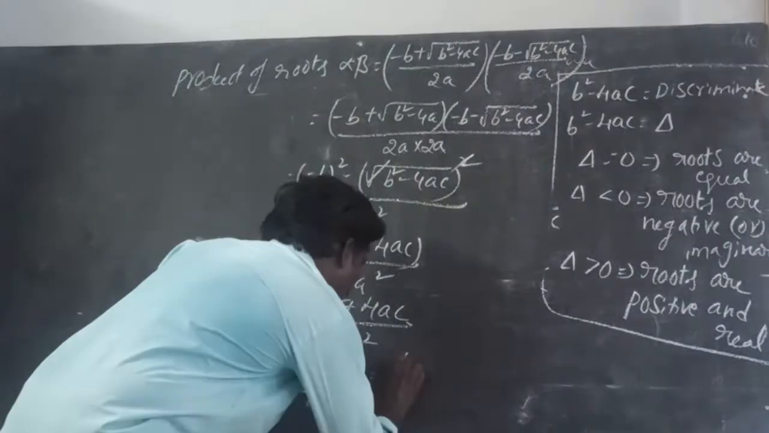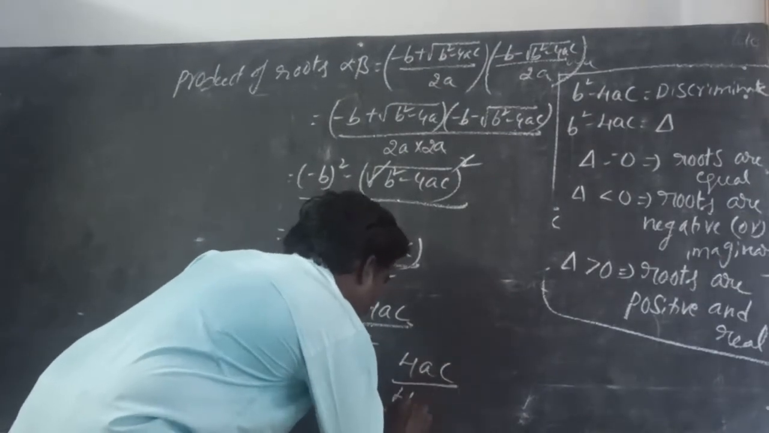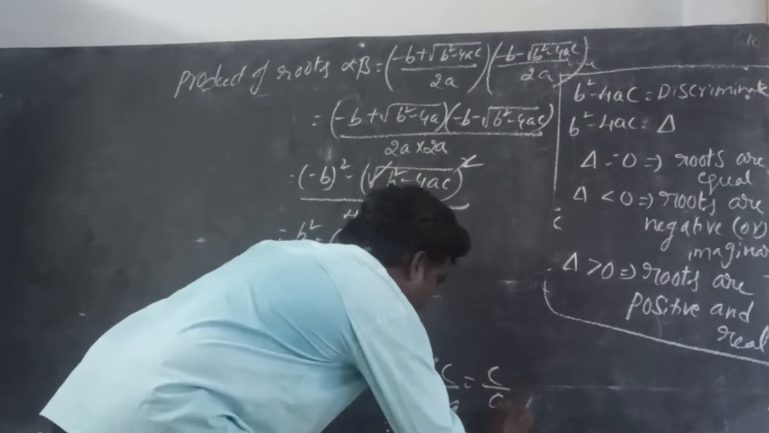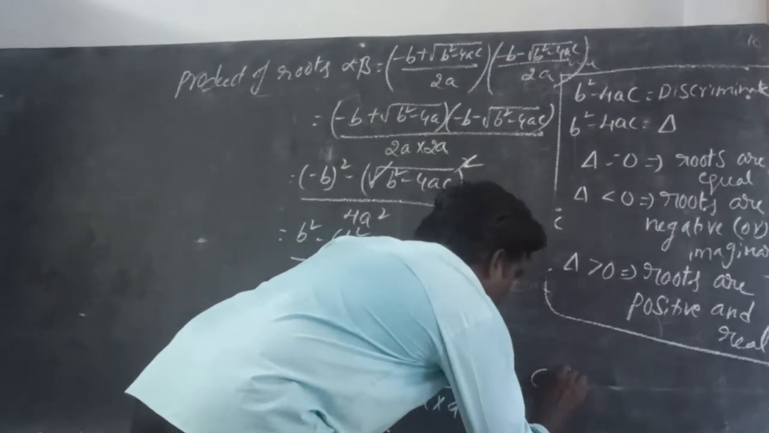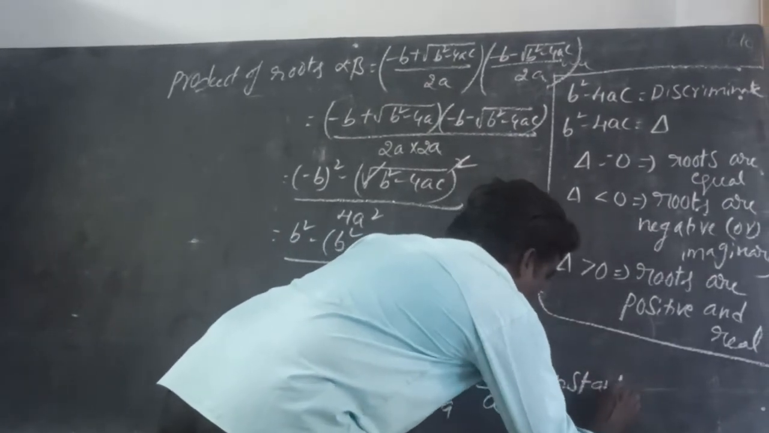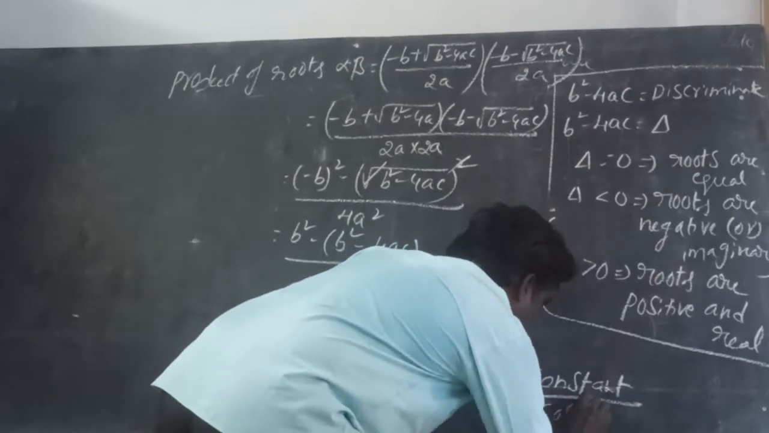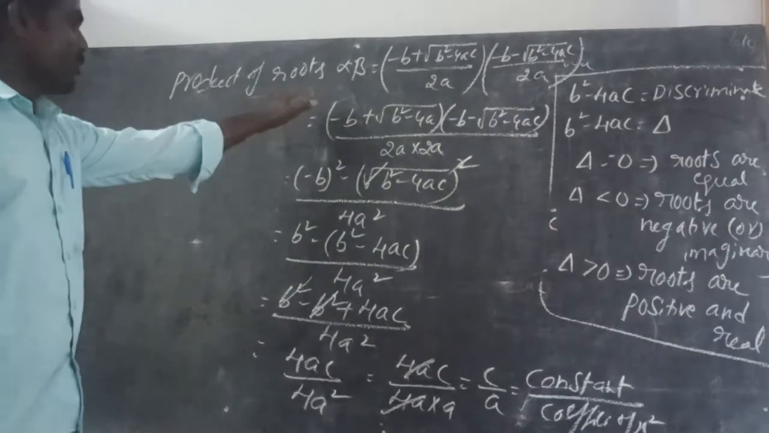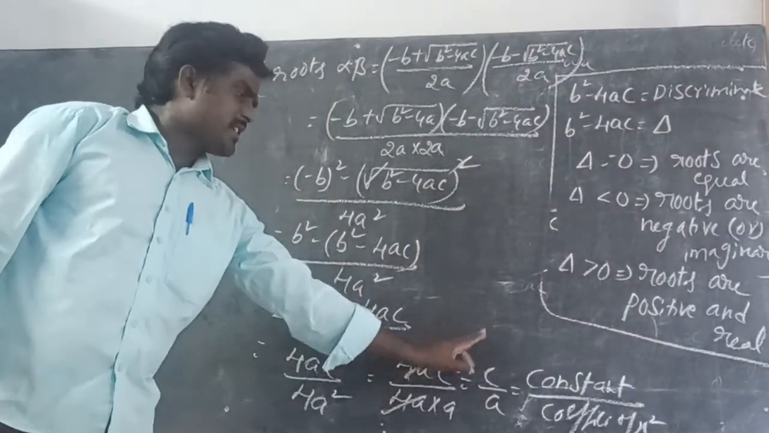4a square means 4a into a. So here 4ac by 4a into a. 4a cancels, what is remaining? C by a. C is the constant, and a is the coefficient of x square. So the product of roots alpha into beta is equal to c by a.